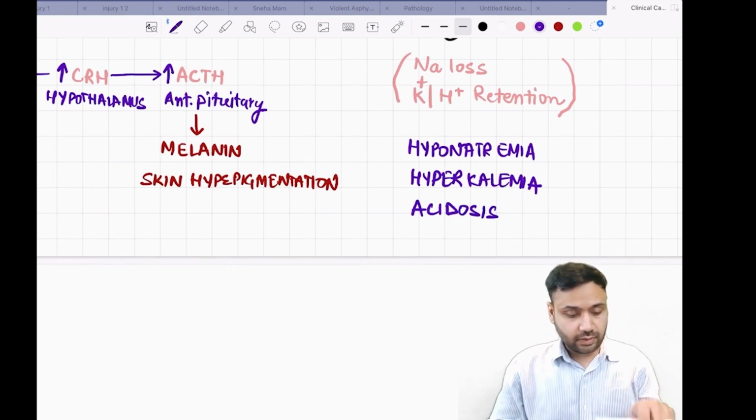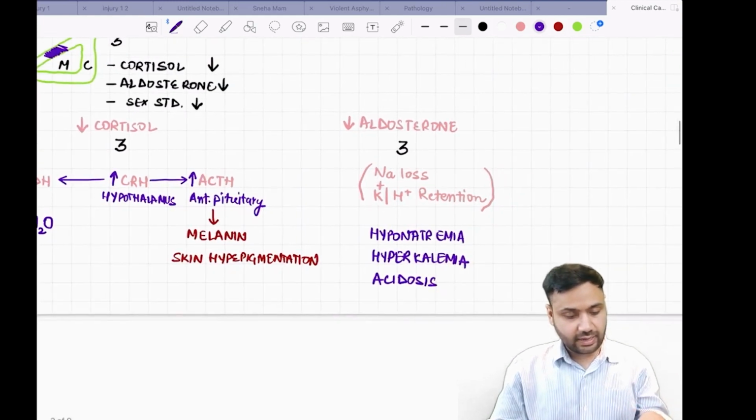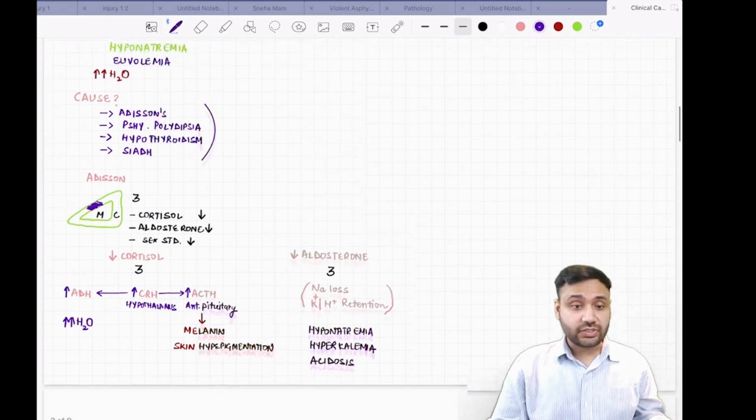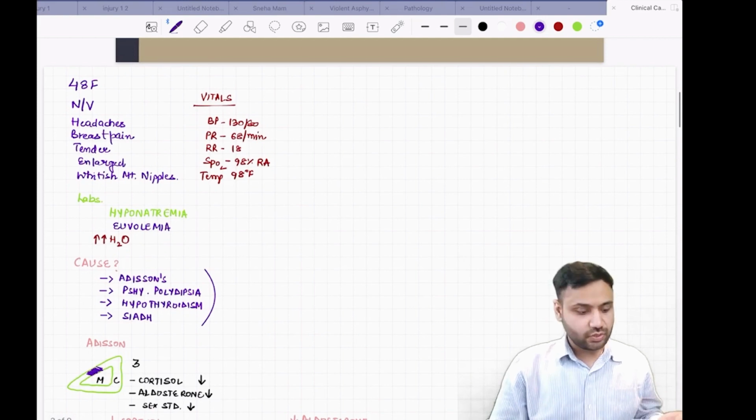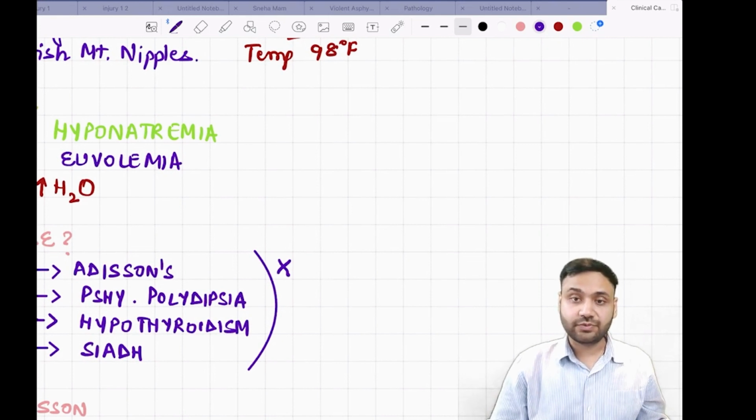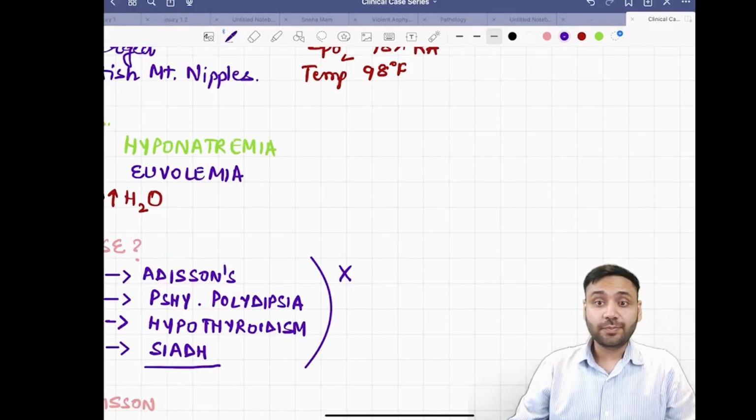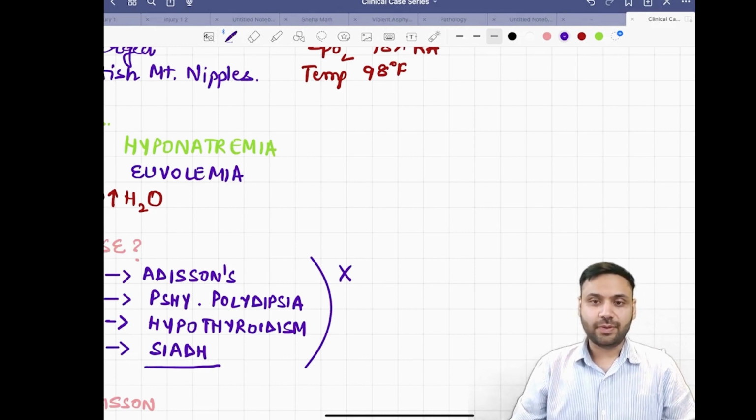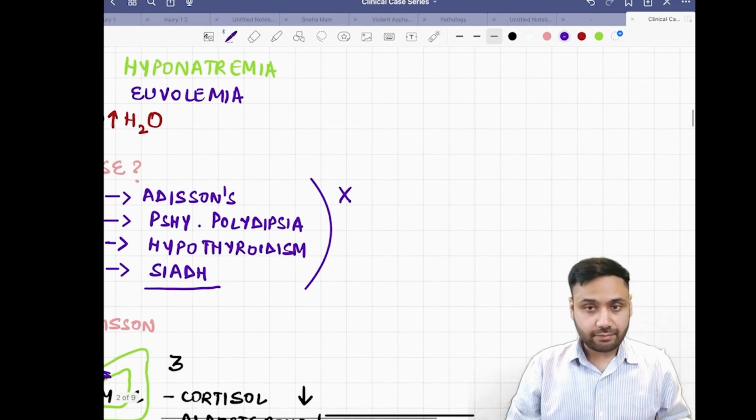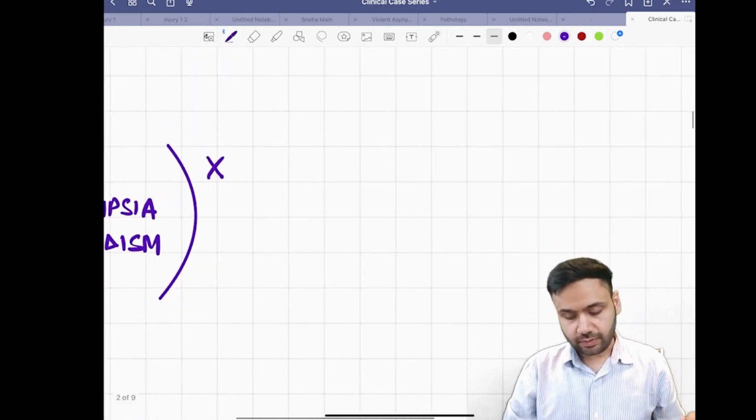So, in Addison's disease, you would get hyponatremia, hyperkalemia, acidosis, and skin hyperpigmentation, which is not seen in this patient. So we can cross out Addison's disease as a cause of euvolemic hyponatremia in this case. I hope everyone got this clear that Addison's is not the cause in this patient, right? So let's move on to the second differential, psychogenic polydipsia.